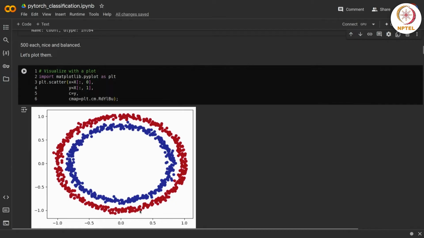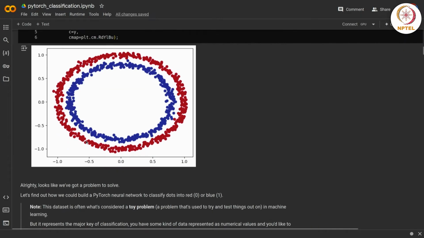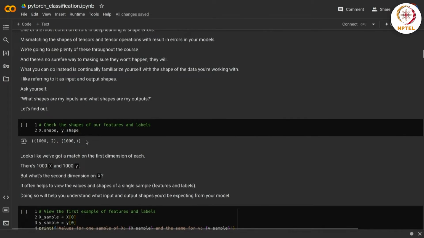And here you are plotting the data that you created, and the color is making the distinction between 0 and 1. The reds are one class and the blues are another class. So essentially you have to train a network that is able to distinguish between the red class and the blue class, and you will do this using a neural network. So let's see how you would do that.